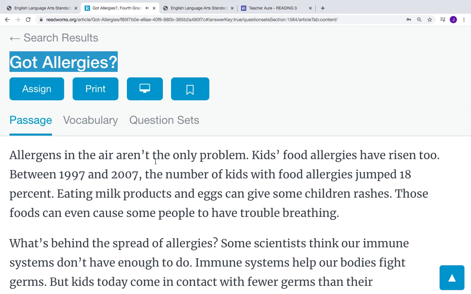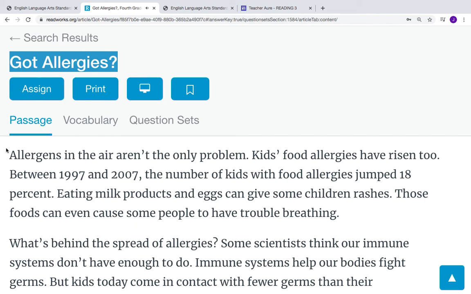Allergens in the air aren't the only problem. Kids' food allergies have risen too. Between 1997 and 2007, the number of kids with food allergies jumped 18%. Eating milk products and eggs can give some children rashes. Those foods can even cause some people to have trouble breathing.